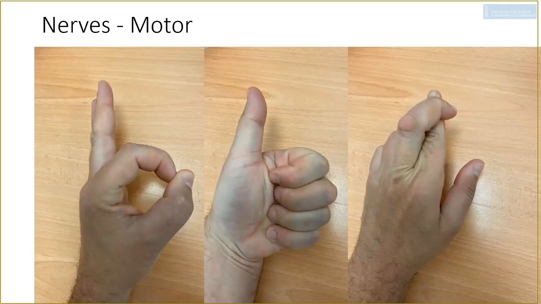But generally, I ask the patient to do these 3 things. Do an OK sign, an A-OK, thumbs up, and cross your fingers. That will basically tell you if they can do all of those things, even with discomfort, they're likely to have median nerve innervation, radial nerve innervation, and ulnar nerve innervation.